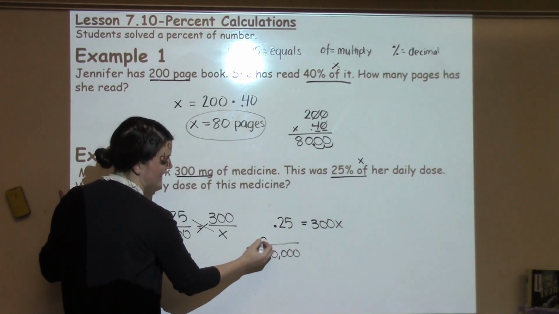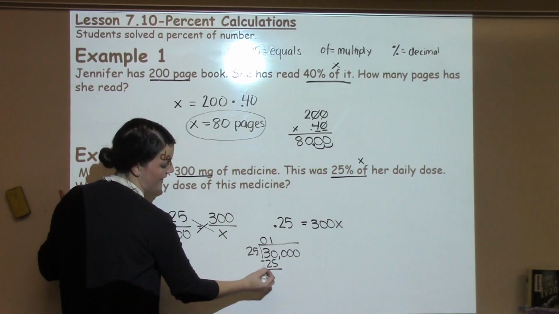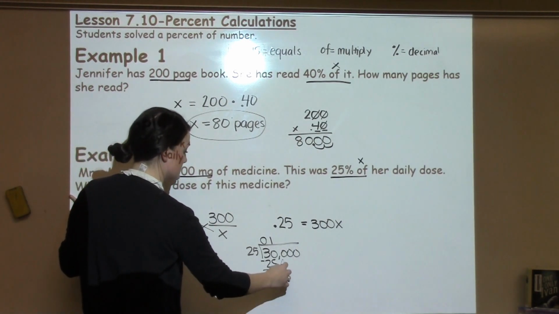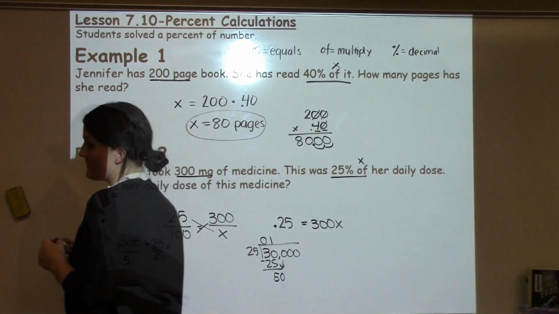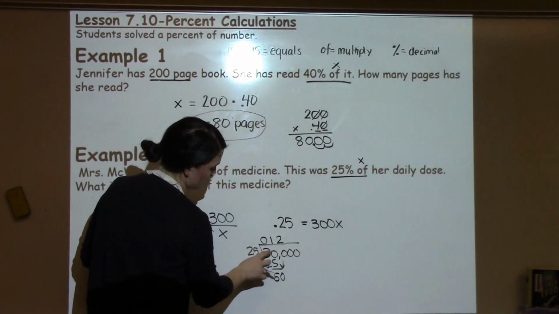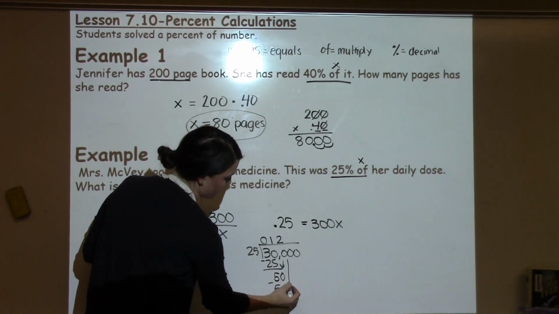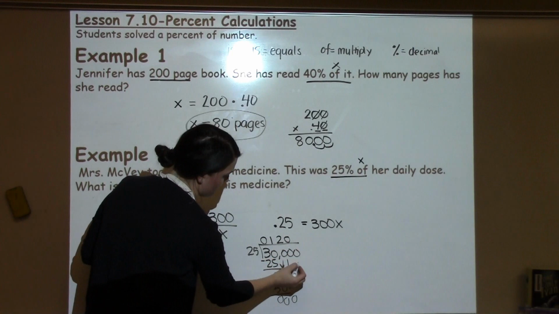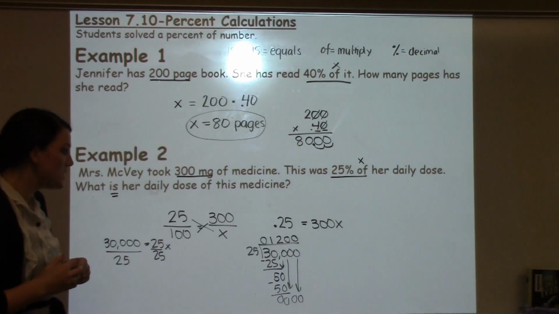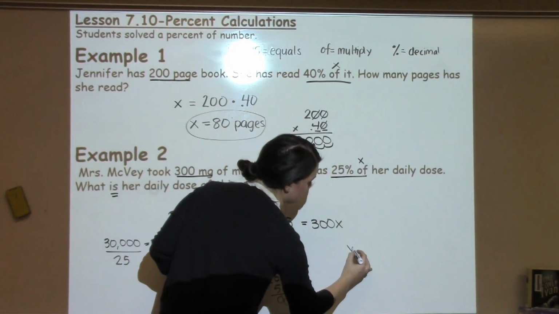25 goes into 3, it cannot. 25 goes into 30 one time to get me exactly 25. When I subtract, I'm left with 5. And I bring down my 0. So then 25 goes into 50 2 times. 2 times 25 is exactly 50. And then I know because I have just 0, I'm going to put a 0 up. Because I have another 0, I'll need to put a 0 up again. So this tells me that the x is 1,200.